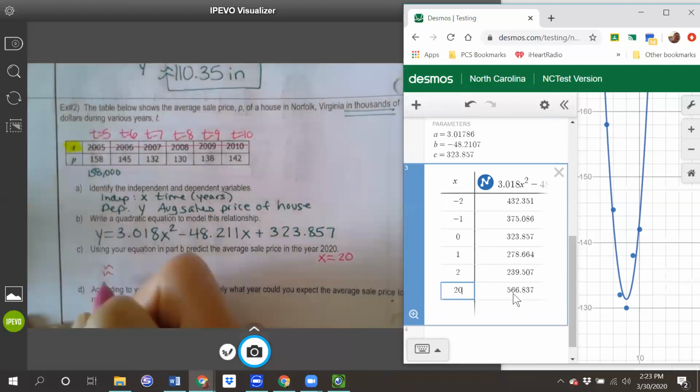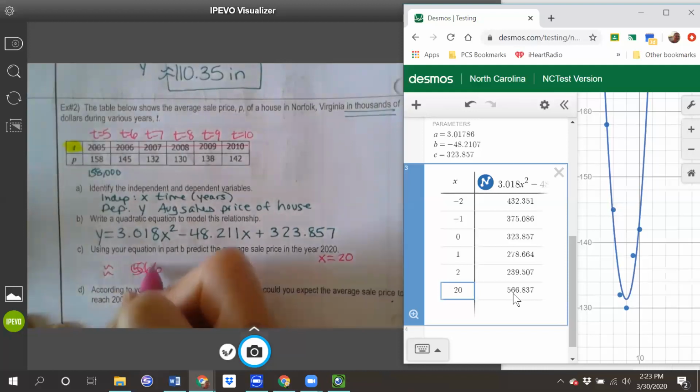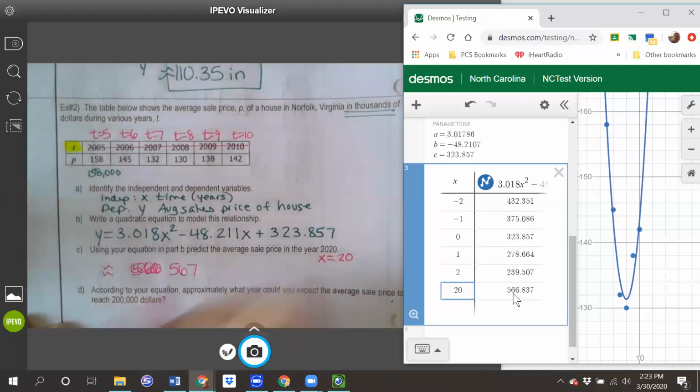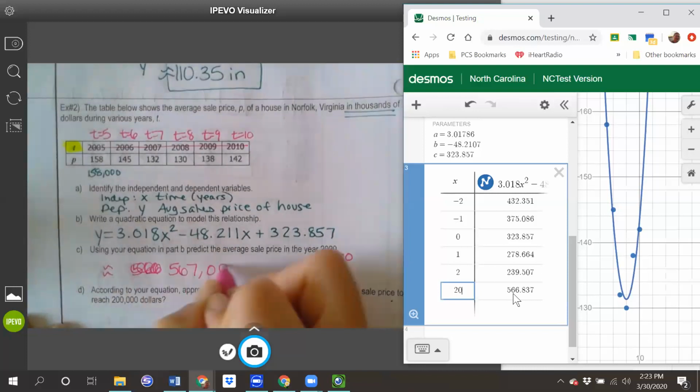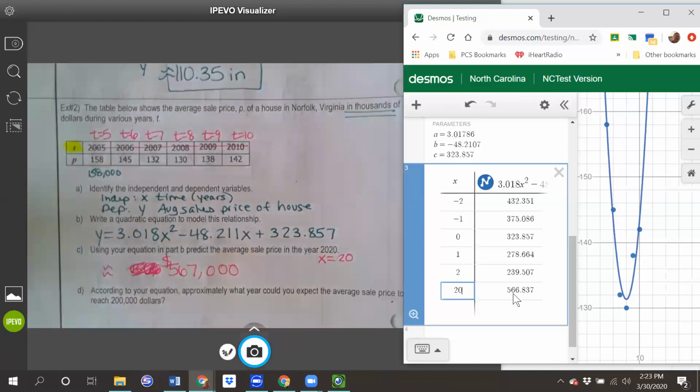So that means that this is the average sales price. So approximately 567, right? Rounding. And this is in thousands of dollars. So approximately $567,000 would be the average sales price in 2020 if we are following this quadratic model here.